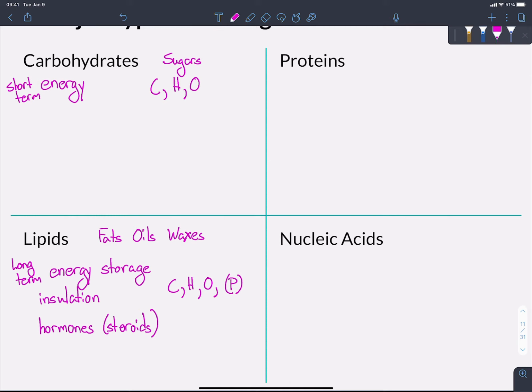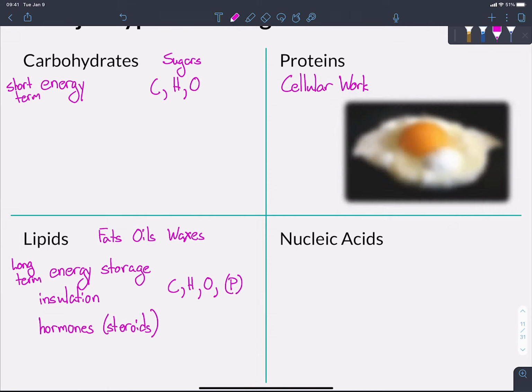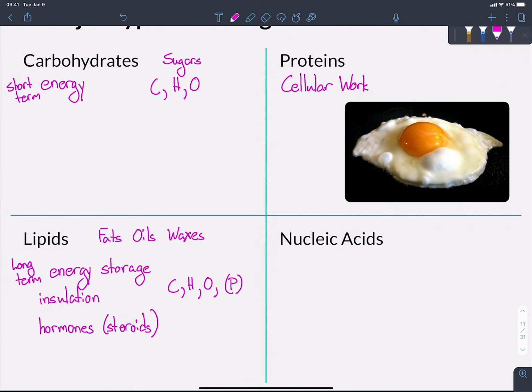Looking over on the right side of this diagram, we have our proteins and our nucleic acids. Proteins are responsible for carrying out all cellular work. We'll talk a lot more about how proteins are structured and how they do what it is that they do when we talk about genetics, because it turns out that the instructions necessary to build proteins are stored in a cell's DNA, but they carry out all cellular work.